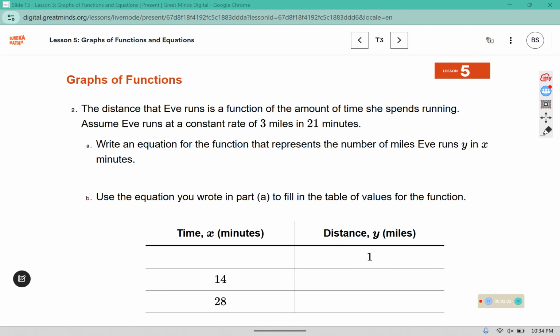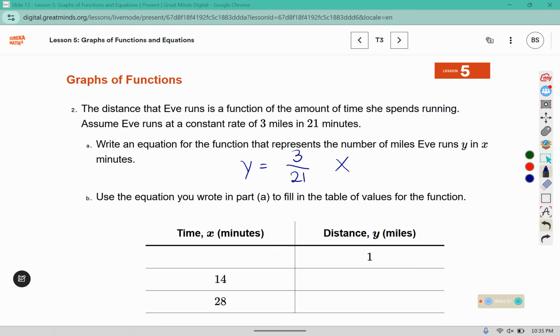The distance that Eve runs is a function of the amount of time she spends running. Assume Eve runs at a constant rate of 3 miles in 21 minutes. Write an equation for the function that represents the number of miles Eve runs, y, in x minutes. Well, her rate is 3 miles every 21 minutes. So our miles per minute is 3 over 21.